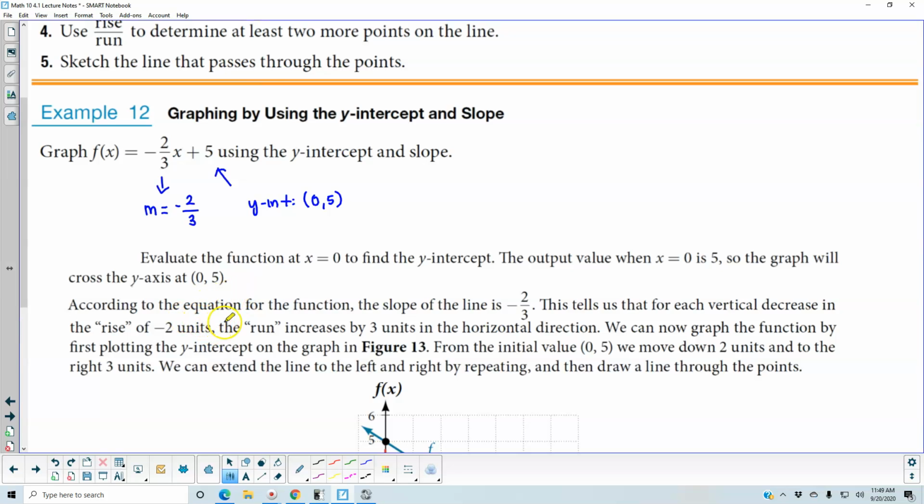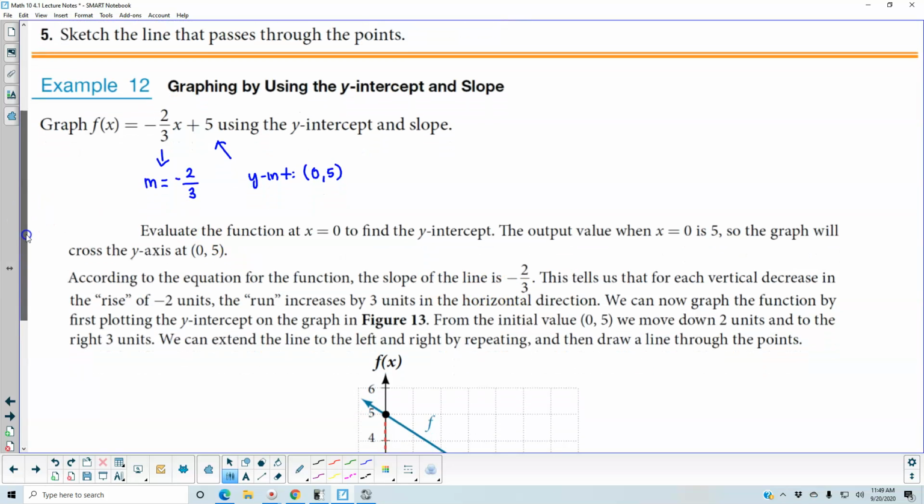And now, according to the equation for the function, the slope of the line is negative 2/3. This tells us that for each vertical decrease in the rise of negative 2 units, the run increases by 3 units in the horizontal direction.